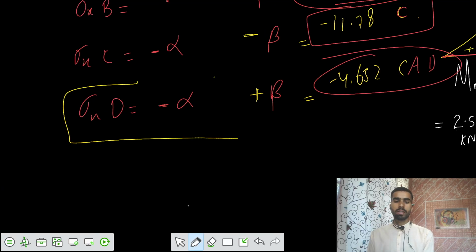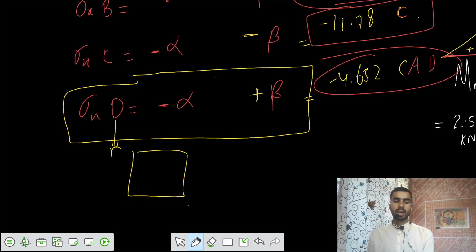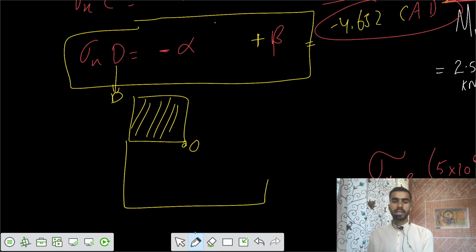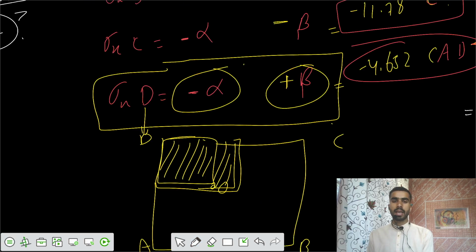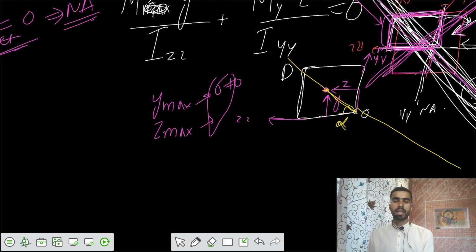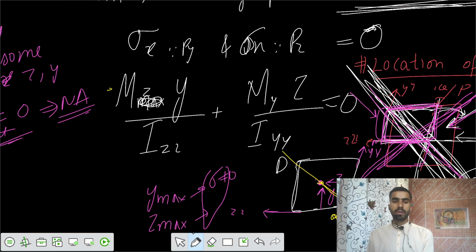So for the corner D, that means in the region that has D and the origin. This was the ABCD. So for this region, we are talking about this region. In this region, you have alpha as negative and beta as positive. So you have to keep the sign also. Alpha is negative and beta is positive.